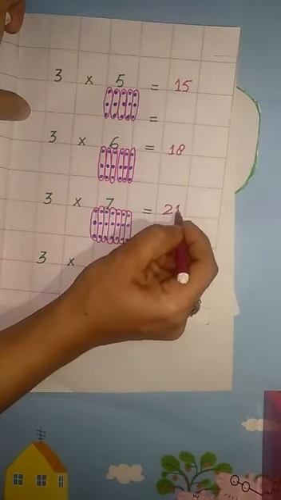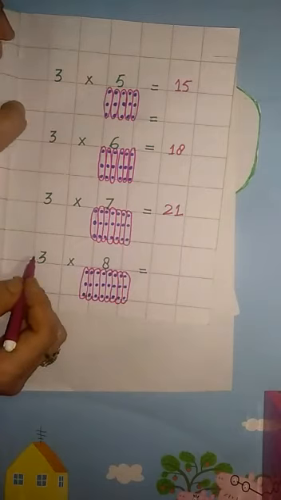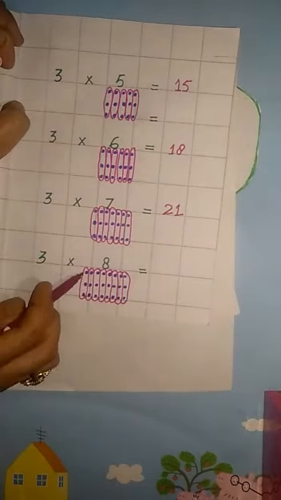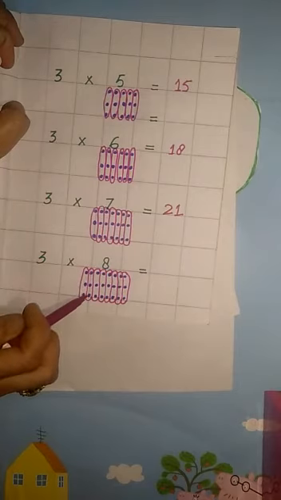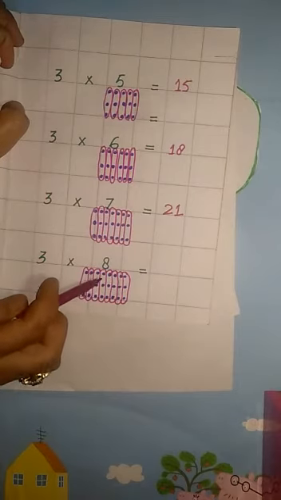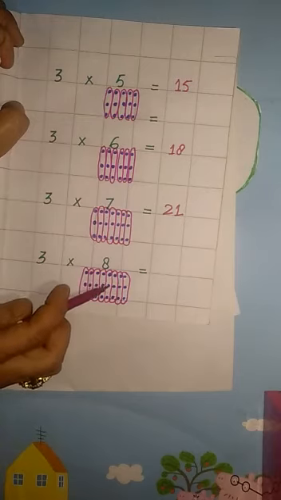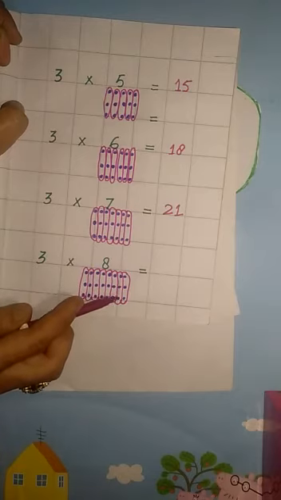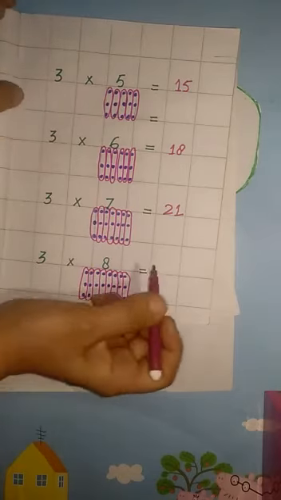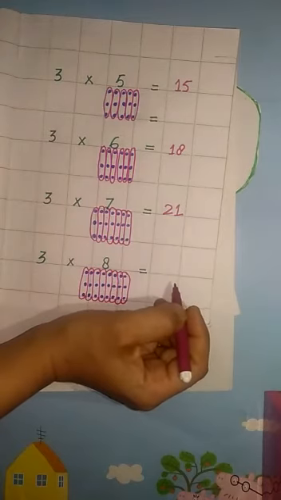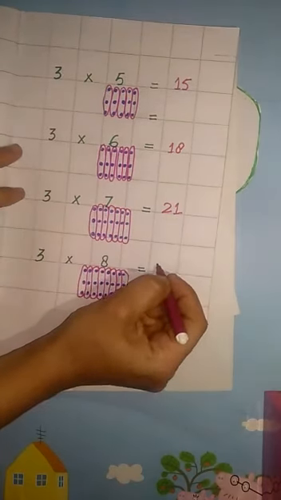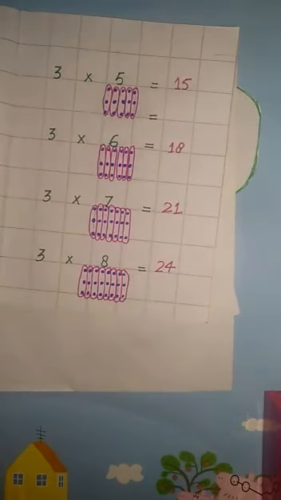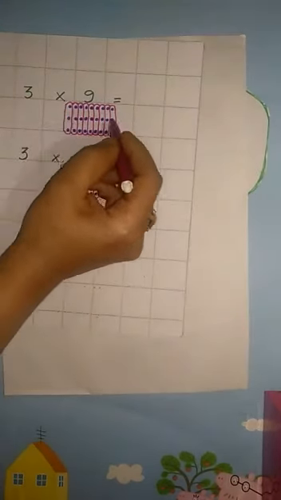3 sevens are 1 2 3 4 5 6 7 8 9 10 11 12 13 14 15 16 17 18 19 20 21. 3 sevens are 21. Okay, cool. 3 eights are, let's see, 1 2 3 4 5 6 7 8 9 10 11 12 13 14 15 16 17 18 19 20 21 22 23 24. Okay, 24. Here I'll write number 24. Okay.